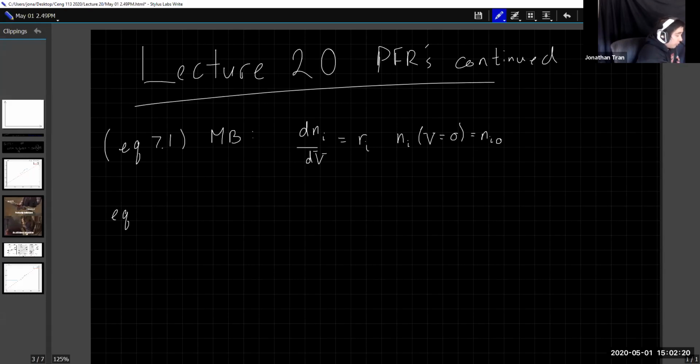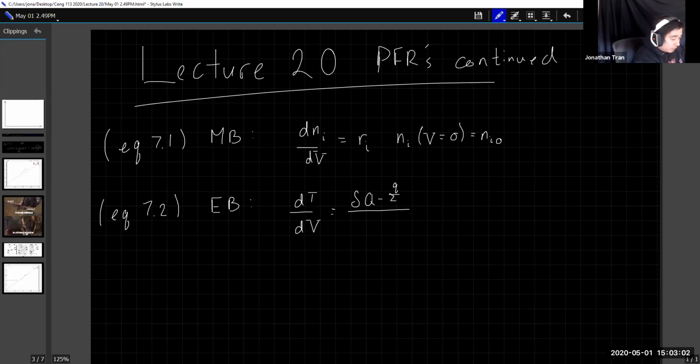The next equation that we're going to need to remember is equation 7.2, which is going to be the energy balance. And this is, of course, dT dV. I'm not really sure, I forget what Dr. Drews called this, but I'm going to refer to it as del Q. I think that's the correct term. But again, it's not a partial derivative or anything like that. It's just del Q. It's heat per unit volume.